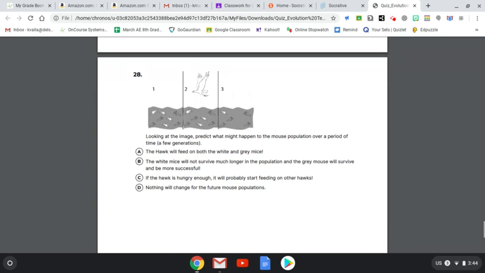And last but not least, number 28. Looking at the image, predict what might happen to the mouse population over a period of time or a few generations. Each frame, number 1, number 2, number 3, is a change over time.